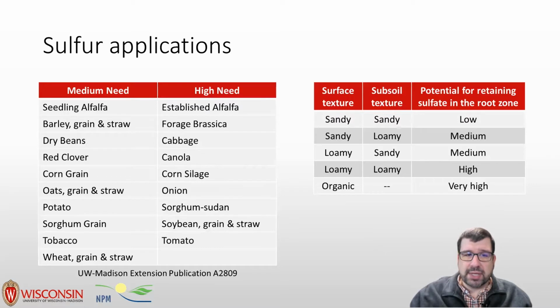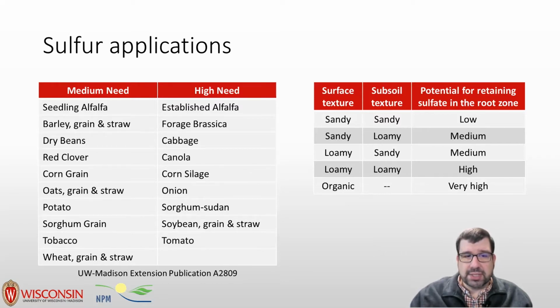Soil texture and crop need aid in determining if a sulfur application is needed. Here I have a chart that shows the potential for retaining sulfate in the root zone. Notice how sands have a low potential and the loamy or organic soils have a high to very high potential for retaining sulfate in the soil.